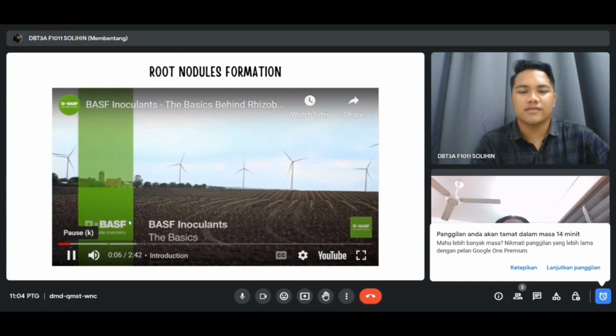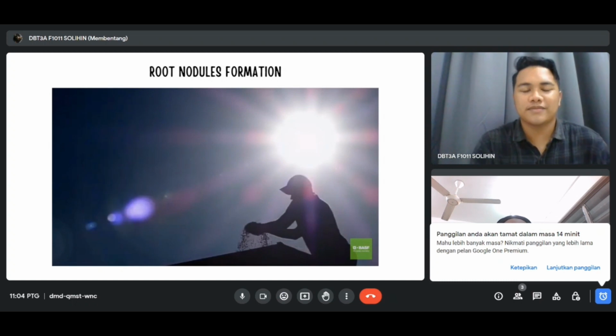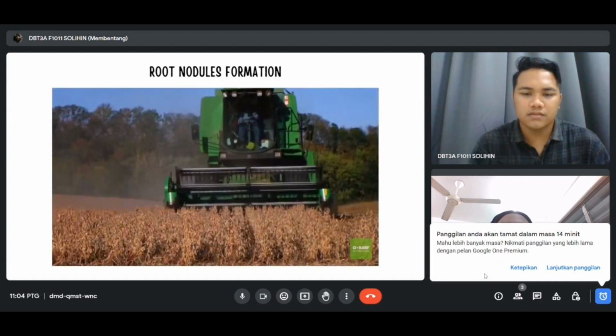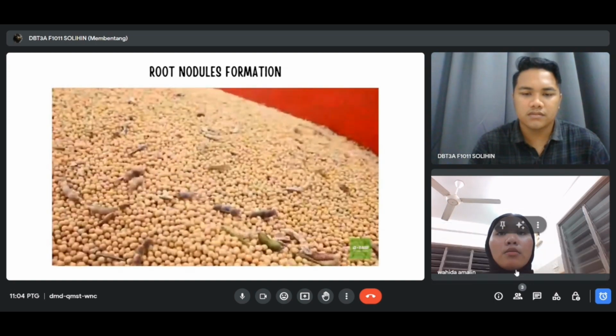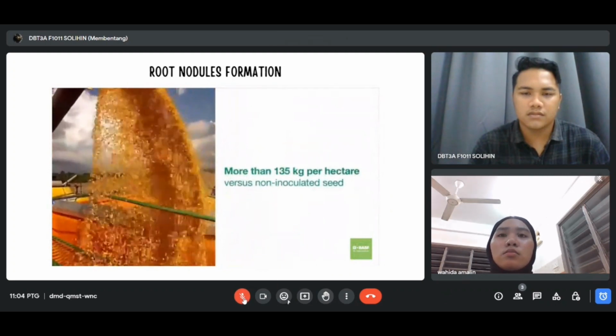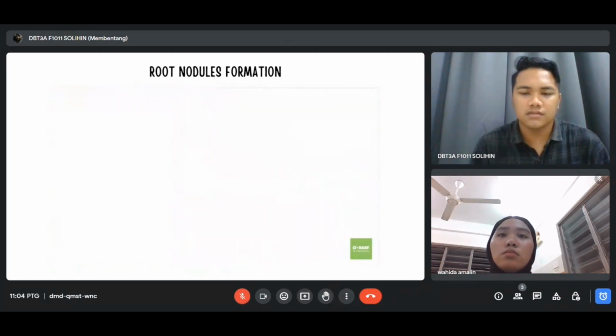BASF inoculants offer soybean producers the opportunity to realize bigger yields and greater returns from their soybean seed investment. In fact, independent field trials have shown an average yield improvement over multiple locations and growing conditions of more than 135 kilograms per hectare versus non-inoculated seed.